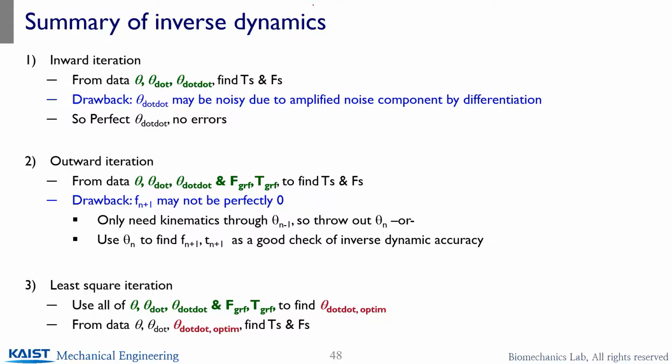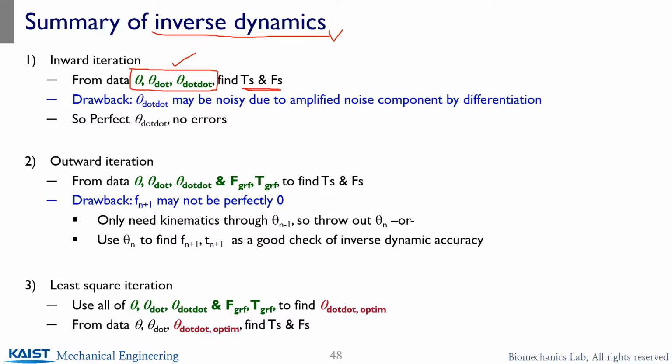Okay, let's summarize the different inverse dynamics. Inverse dynamics is basically, from the measured kinematics, figuring out what the joint forces and torques are that generate the motion. Whatever is noted in green color means the measurement. So inward iteration means you have at least the minimum joint kinematics information to estimate the forces and torques from the equations of motion.